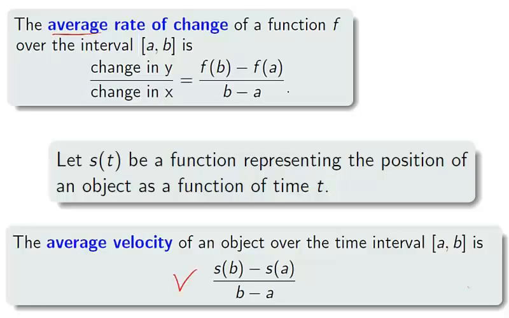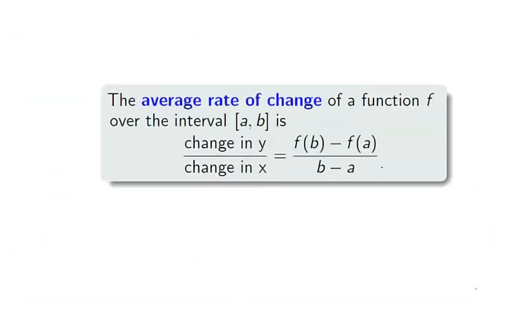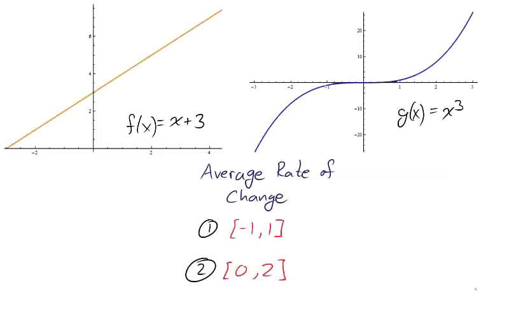letter v for velocity. Take note, the average rate of change may resemble the slope equation of a line. It is the slope of a secant line after all, but you must not confuse the slope of a line, which is a fixed constant, and rates of change on a function, which may change with the values a and b. Challenge yourself. Pause the video and find the average rate of change for f and g on the intervals -1 to 1 and 0 to 2.